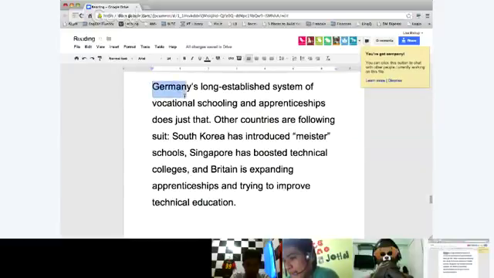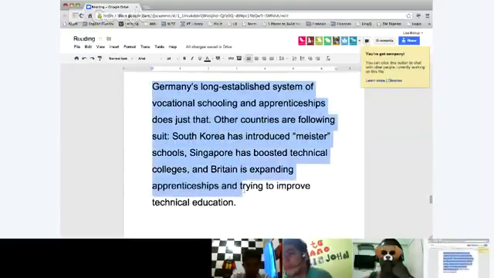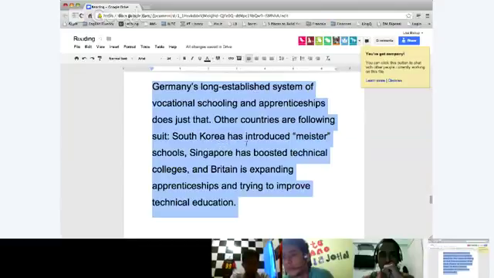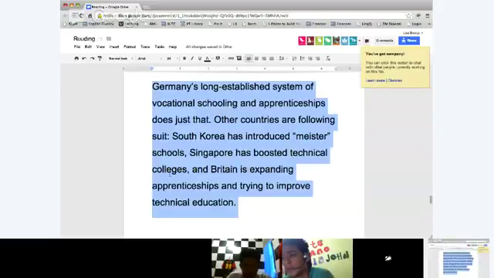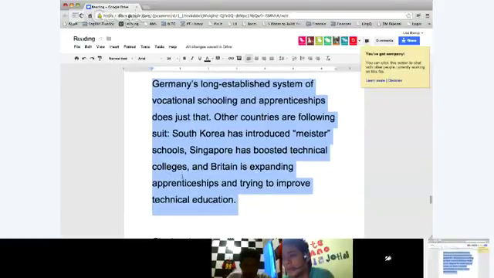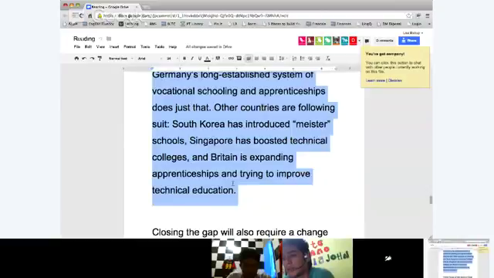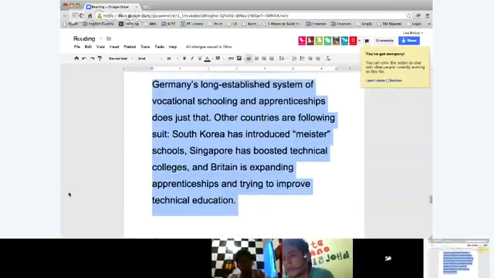Germany's long-established system of vocational schooling and apprenticeships does just that. Other countries are following suit. South Korea has introduced Meister schools. Singapore has boosted technical colleges, and Britain is expanding apprenticeships and trying to improve technical education.